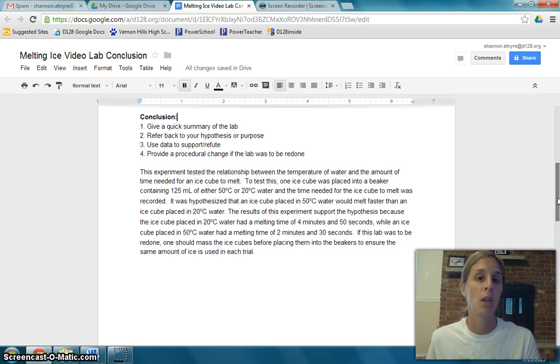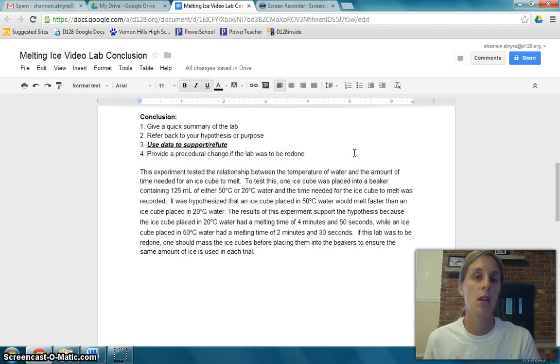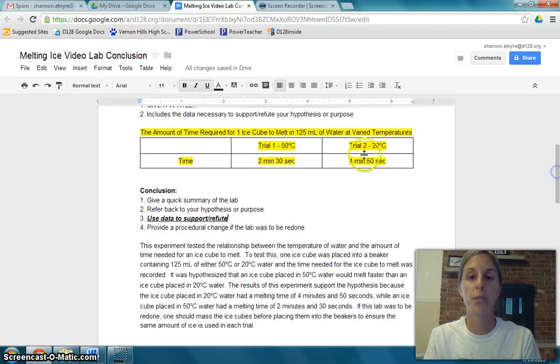we did. We want to refer back to our hypothesis or purpose, depending on what type of lab we're doing. We need to make sure that we use data to support or refute your hypothesis. And this is the most important part of your lab report, is including that data. If you don't include those numbers from the data table up here, you're really going to miss out on making sure that you're getting a well-formed conclusion. So you must include the data. So that's the most important part.